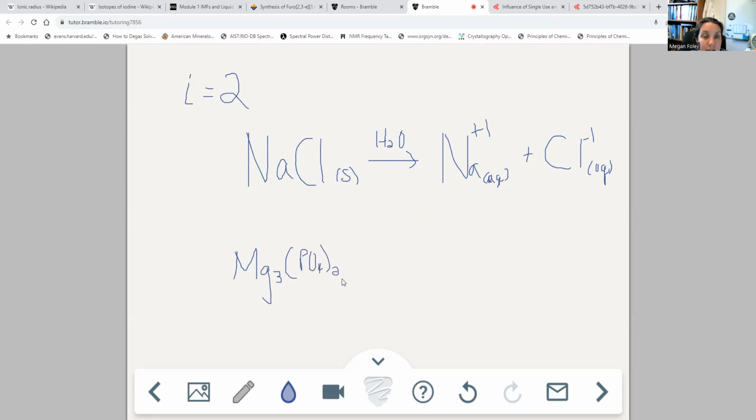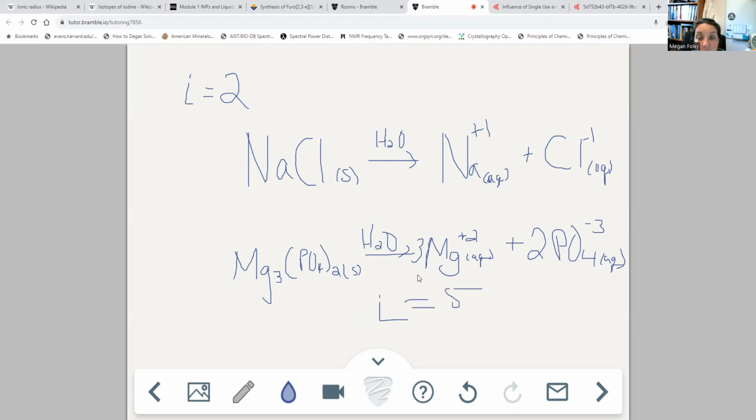We had something like Mg3(PO4)2, magnesium phosphate, in the solid state. And we put that into water. This one is going to break into 3 magnesium ions and 2 phosphate ions. So we're going to have a 3 there and then a 2 here. And this would give us an i of 5 because of the 5 particles this breaks down into.